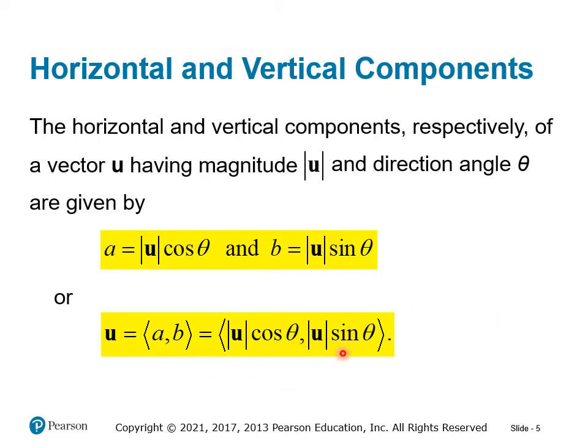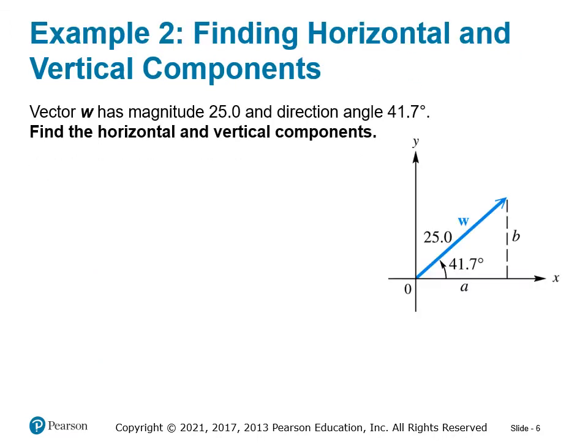Cosine is the x value, sine is the y value, and to find those, we simply multiply the cosine of the angle times the magnitude, or the sine of the angle times the magnitude. All right.